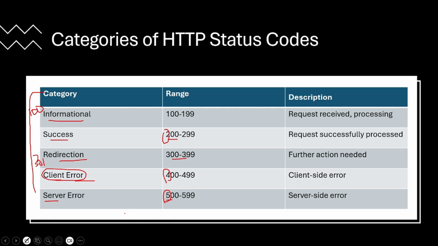Basically, in REST APIs we will mostly use these categories: success, redirection, client and server errors, because in REST APIs client and server errors are the ones which are used more. So let's understand the most common HTTP status codes which we encounter in REST APIs, and while testing APIs you need to know about those status codes. So let's learn about them.